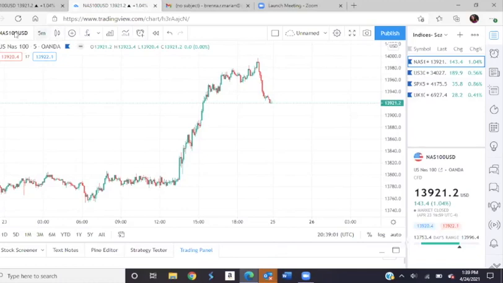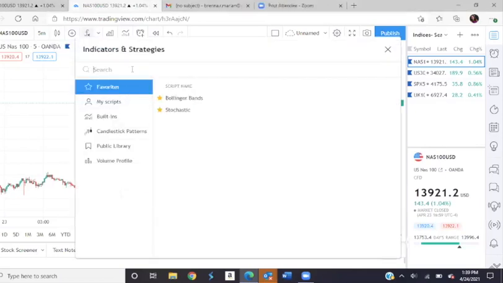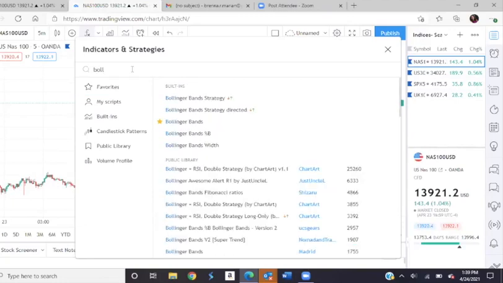So go up here, we have two toolbars. We have one right here on the left, and then we have another toolbar up at the top. The toolbar that's up at the top, there's one symbol that has a little F, like a cursive F and an X next to it. You're going to click on the F and search in the search box. I have them favorited, but just so I can show you exactly how to look for the specific indicator, we are going to search for Bollinger Bands, and it's the regular Bollinger Band strategy.